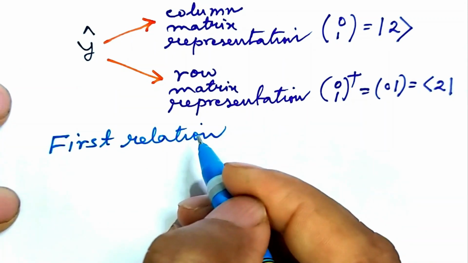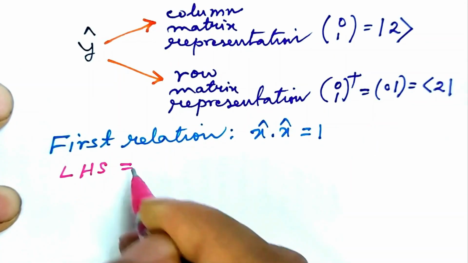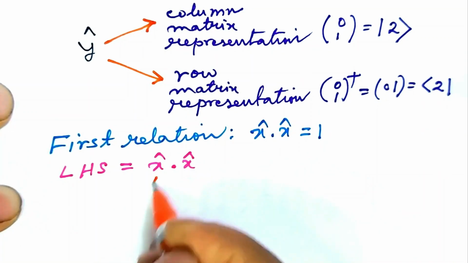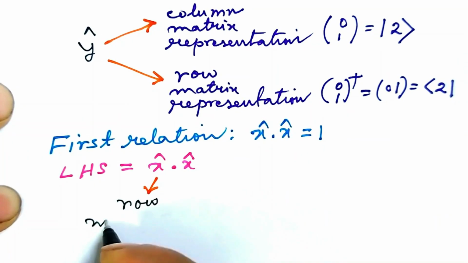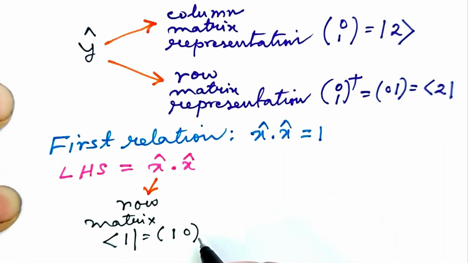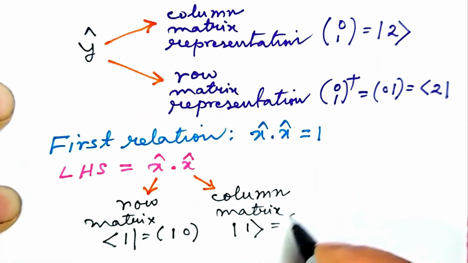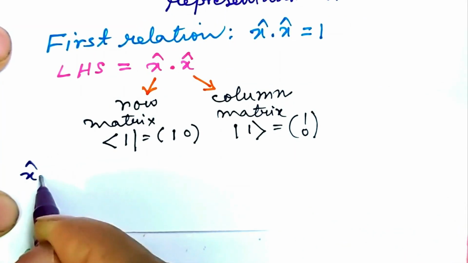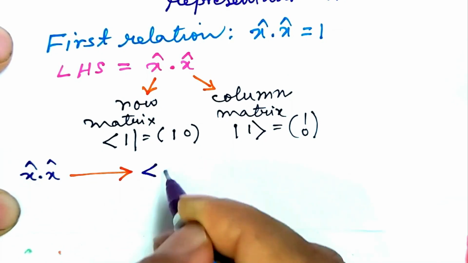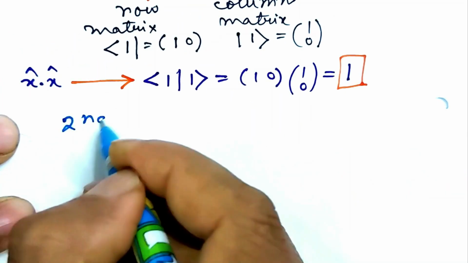First relation is x hat dot x hat equal to 1. Left hand side is x hat dot x hat. Replace first x hat by bra1, which is row matrix 1 0, and second x hat by ket1, which is column matrix 1 0. So x hat dot x hat gives bra1 ket1, which generates the number 1.